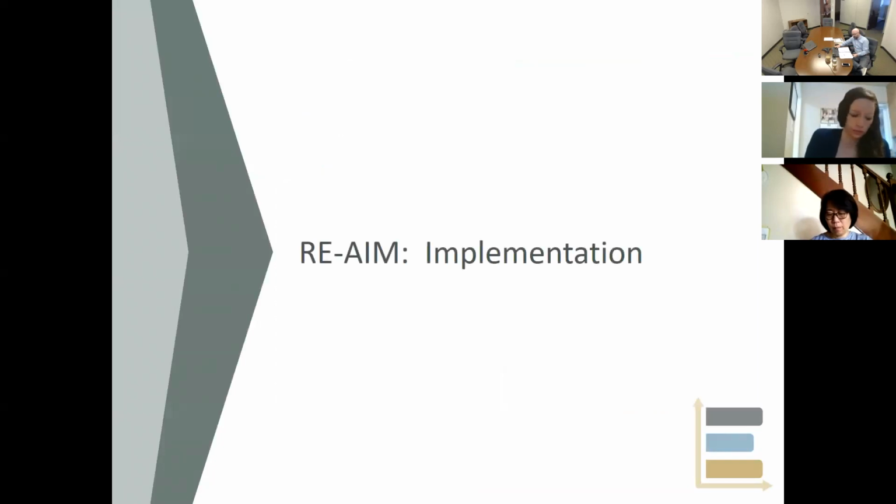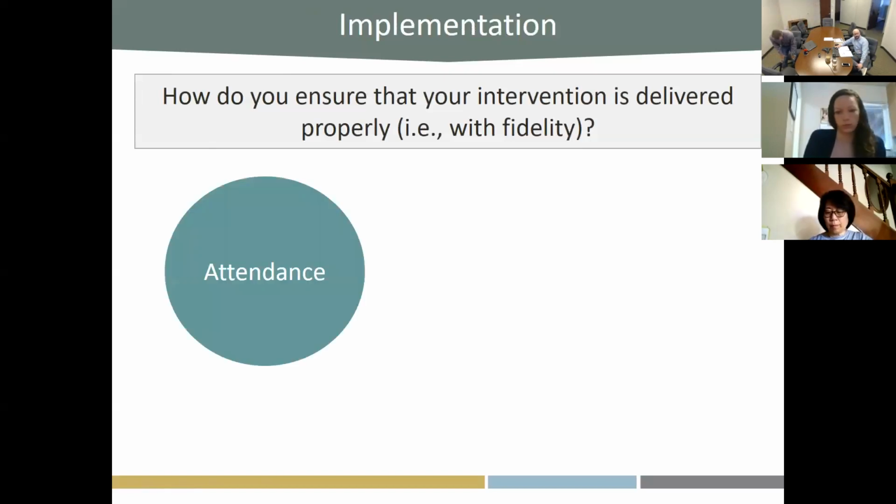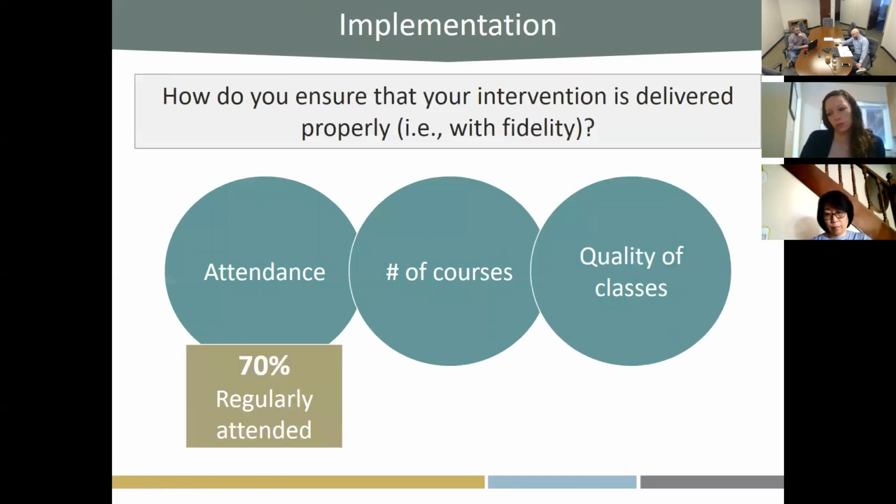So for implementation, attendance was taken at each of the sites and the classes. Classes were offered 3 times per week per site, and 70% attended 2 or more times per week. And for those who attended less and were unable to attend, it was because of a lack of interest, conflicts with days or times, and unexpected health problems or health of their friends or family.